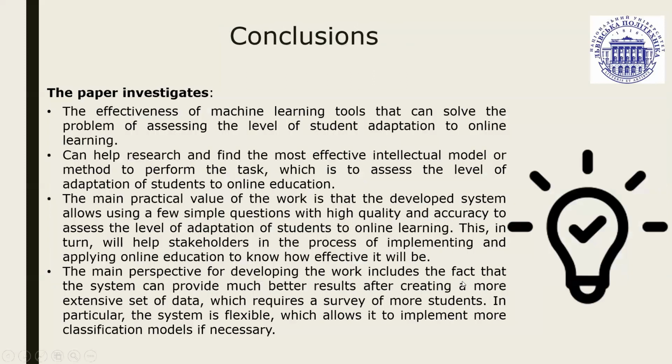So let's take a look at the conclusion. This paper investigates the effectiveness of machine learning tools that can solve the problem of assessing the level of student adaptation to online learning. Also, the paper can help research and find the most effective intellectual model or method to perform the task, which is to assess the level of adaptation of students to online education. The main practical value of the work is that the developed system allows using a few simple questions to assess, with high quality and accuracy, the level of adaptation of a student to online learning. The main perspective of the development is that the system can provide much better results after creating a more extensive data set, which requires a survey of more students.